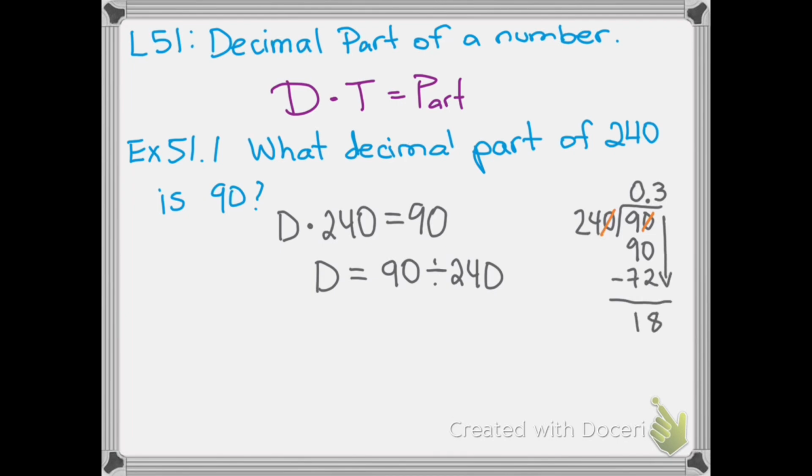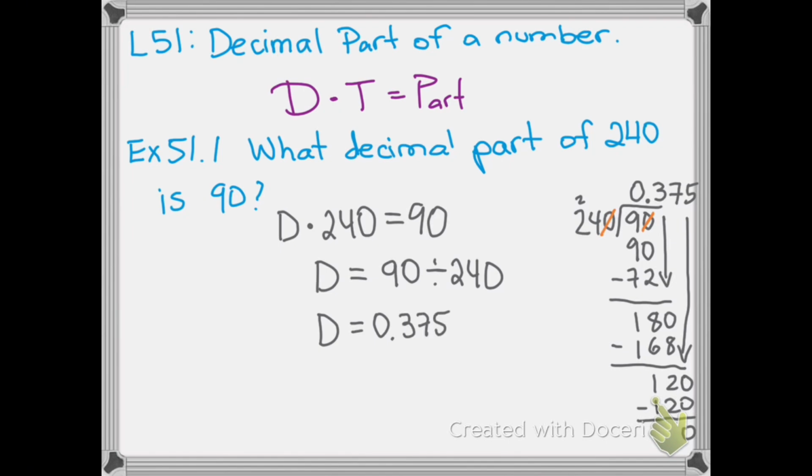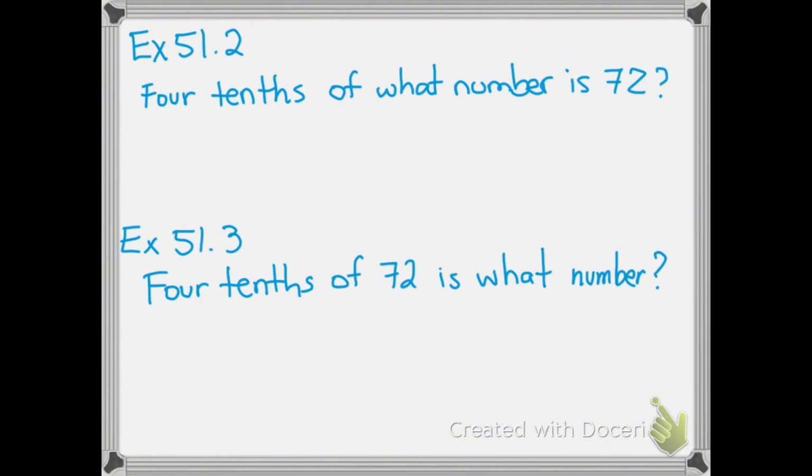Then we bring down another 0, which would be 180. And in this case, it's going to be 7. 7 times 4 is 28. 7 times 2 is 14, and plus 2 is 16. Then we bring down another 0. And the answer is 5, which in this case is 120. And there's no remainder. So the decimal that we're looking for is 375 thousandths.